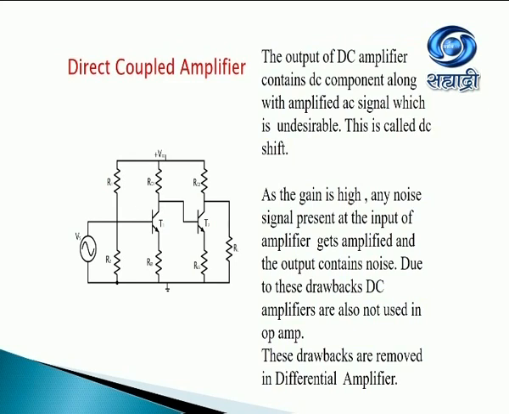As the gain is high, any noise signal present at the input of amplifier gets amplified and the output contains noise. Due to these drawbacks, DC amplifiers are also not used in op-amp. These drawbacks are removed in differential amplifier.